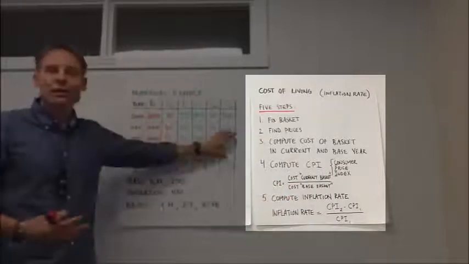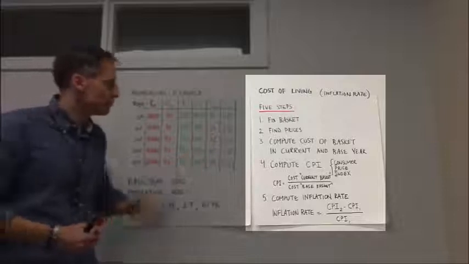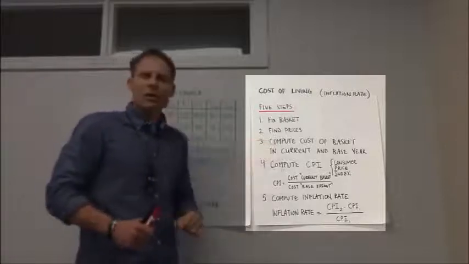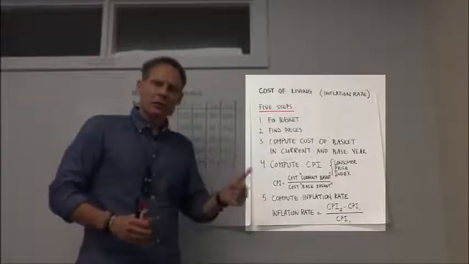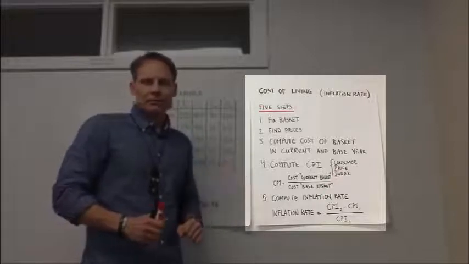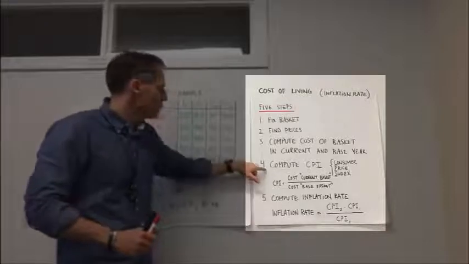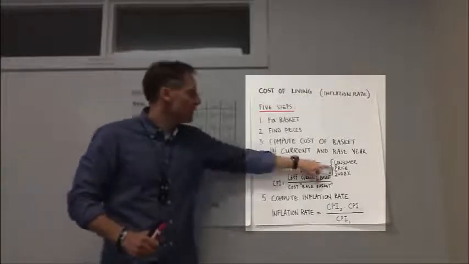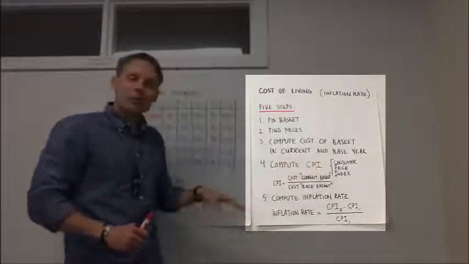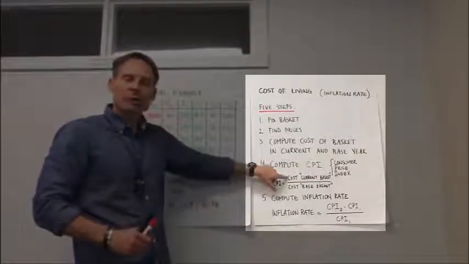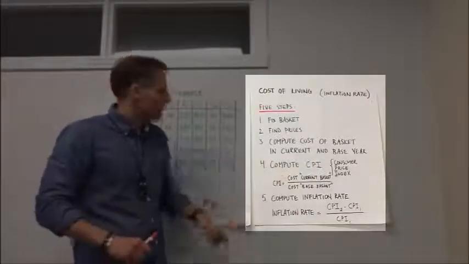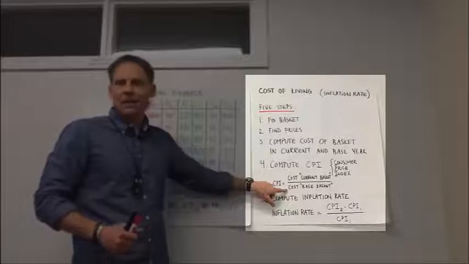We have them right over here, so we're going to be able to find them very easily. And then we're going to compute the cost of this basket in both the current year and in the base year. Once you have the cost of the basket in those 2 years, you can compute the consumer price index, CPI. And what you do then is simply take the cost of the basket in the current year and divide it by the cost of the basket in the base year.